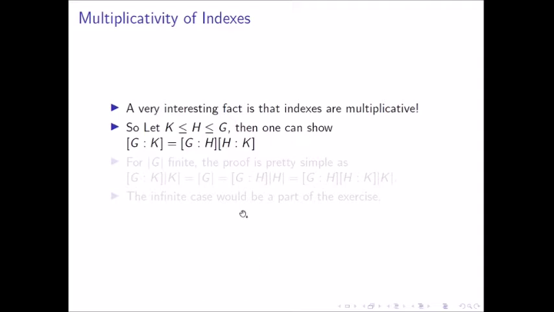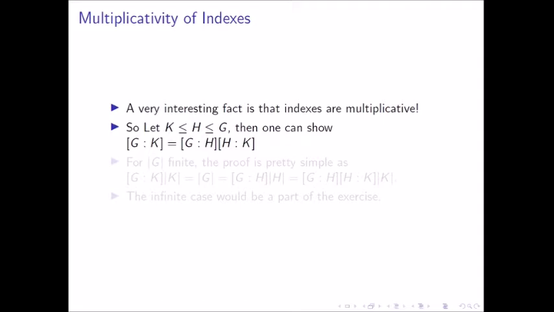So basically, if we think of it as fractions, which is what motivated Lagrange's theorem, we get [G:K] is equal to [G:H] times [H:K]. So the H factor gets cancelled out. We now present a proof for the finite case using Lagrange's theorem.